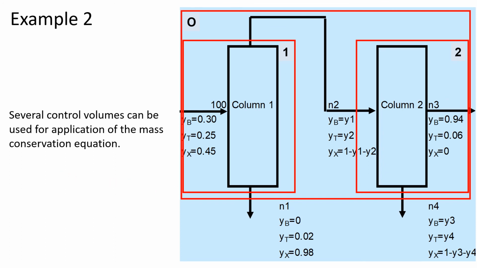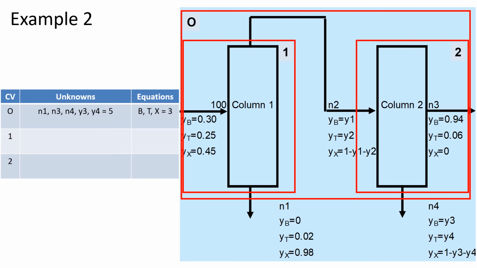The question now is, which one should we use? What we're going to do is determine the degrees of freedom. We're going to perform our degree of freedom analysis for each of these control volumes and see if any one of them can be used to solve for the unknown flows and compositions within that particular control volume. Let's see if the number of unknowns is equal to the number of equations for these 3 different choices of control volumes: the overall control volume, the control volume around column 1, and the control volume around column 2.